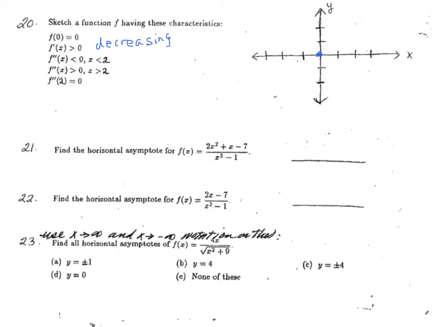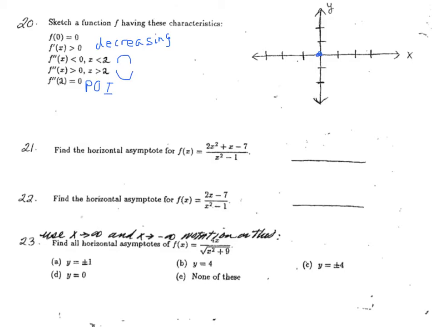We're also told that f double prime of x is less than 0 when x is less than 2. So that means that our graph better be concave down when x is less than 2. And then when x is greater than 2, f double prime of x is greater than 0, so our graph should be concave up, which means that x equals 2 should be a POI. And it is, since the second derivative equals 0 there.